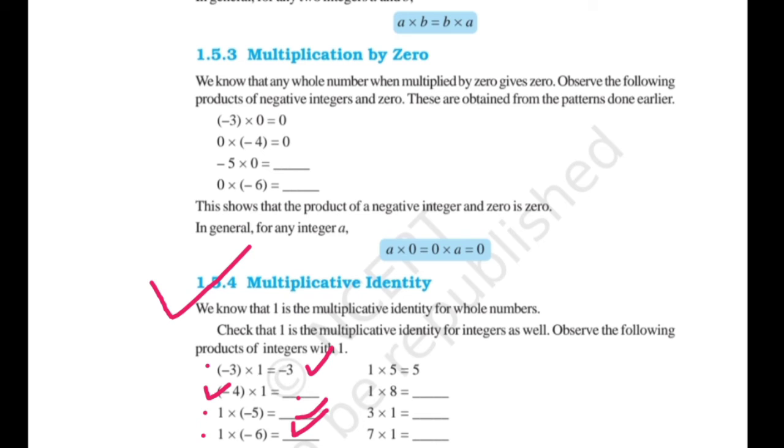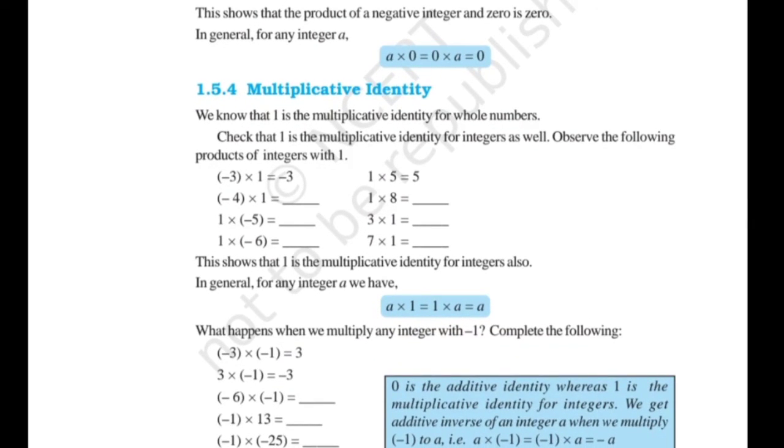And same like that, 1 multiplied by 5 is 5. 1 multiplied by 8 is 8. 1 multiplied by 3, then the answer comes 3. And 7 multiplied by 1, then the answer comes 7. So 1 is the multiplicative identity for all integers. Okay, got it, students?